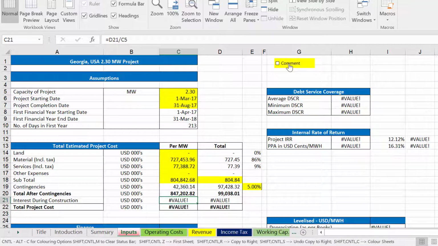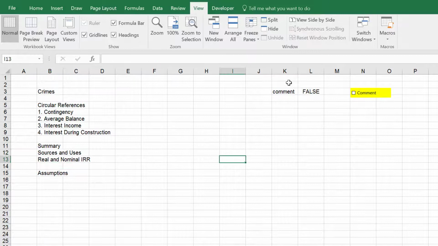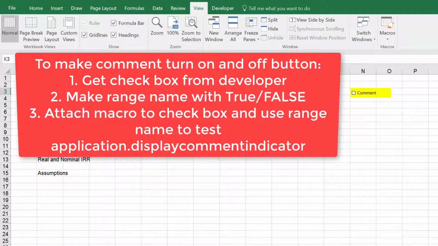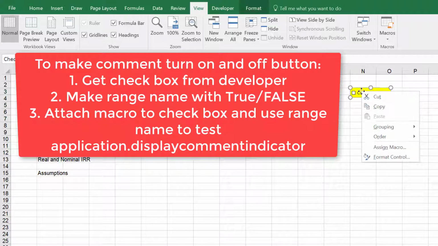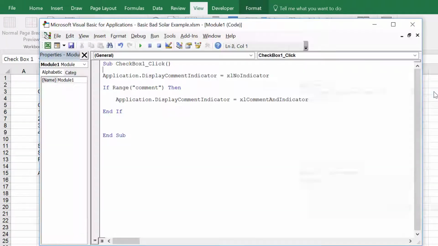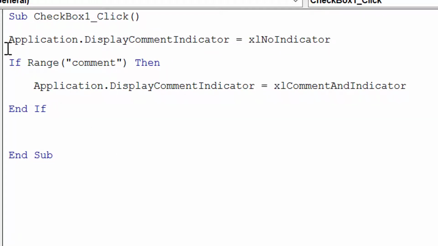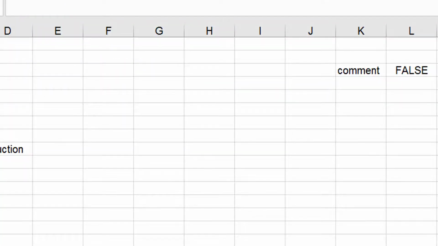Now the way this macro works is so easy. You just go, I did it here. I did it here. You just put a little range name with the true and false. You press Shift Control F3 to make a range name. You right click, you assign the macro to it, and you assign a little macro to the click box, and you assign the click box to the true and false, and you first put Application.DisplayCommentIndicator. It's easy to find. There's no indicator. If the comment is true, then display it. So turn it off first, and then if it's true, turn it on.